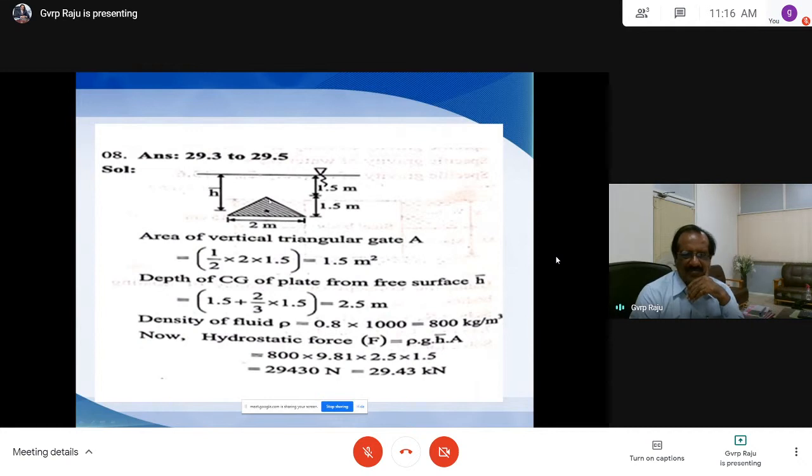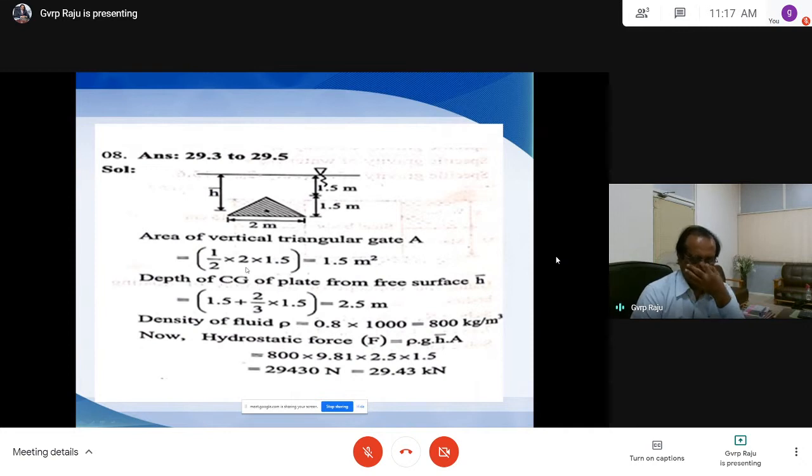And the CG here, this is 1.5 up to here, and from here to here, some students are taking h by 3. It is 2/3 h from the top, and from the bottom the CG is h by 3. From the bottom, the CG is h by 3. From the top, it is 2/3 h. So 2/3 of 1.5 is from the top, and from the bottom it is 1/3 of 1.5.